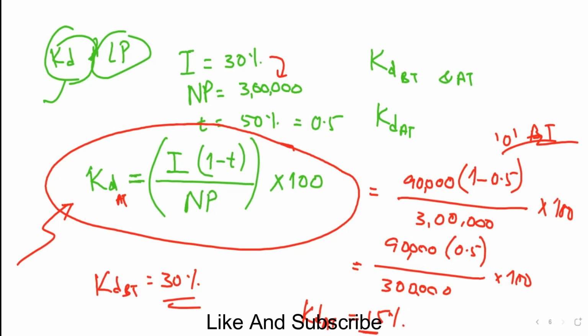Understood? And in the examination, you will not be given 0.5. For your easy calculation, I have given 0.5. They'll give you 0.3, 0.2, 0.4 like that. So you have to do 1 minus 0.4 is equal to 0.6, 1 minus 0.3 is equal to 0.7. That way you have to calculate. Is that clear? Clear, sir.